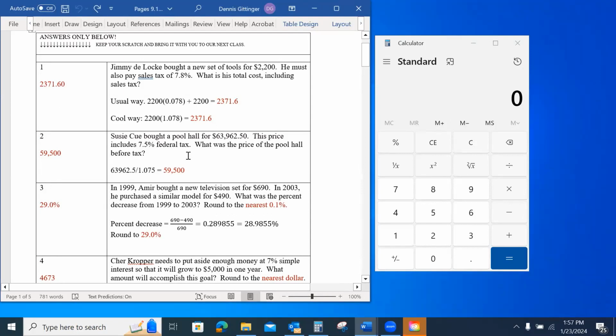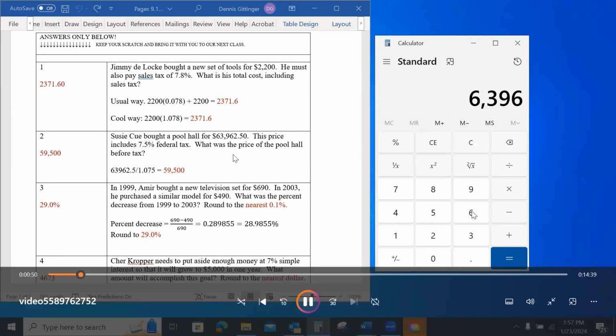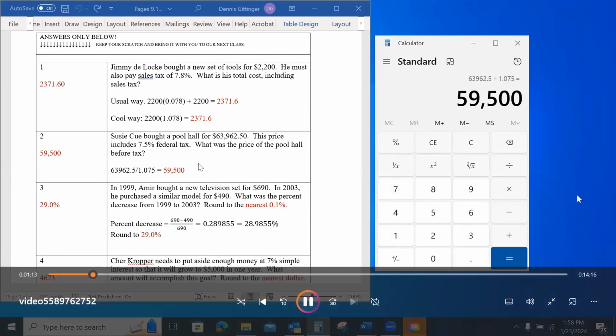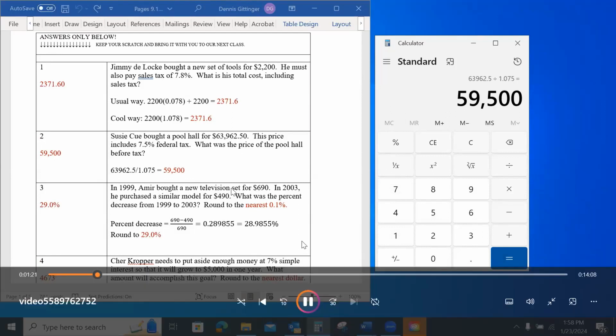Now, problem 2 is a little different from problem 1 because you have a number, 63,962.50, which includes the tax. What you don't do is multiply that number by 0.075 to get the tax. You have to realize that that number is some other number increased by 0.075 of itself. That's why we have to divide by 1.075 to get the answer to the question, what was the price before tax?